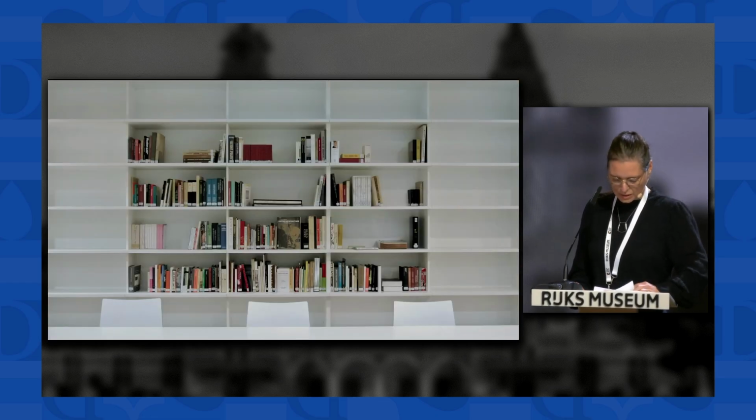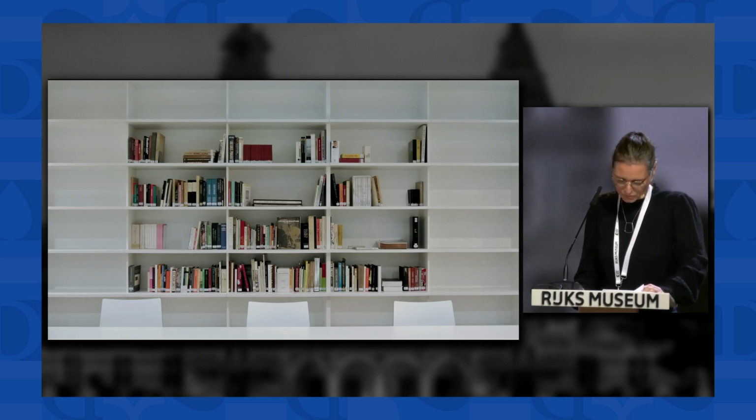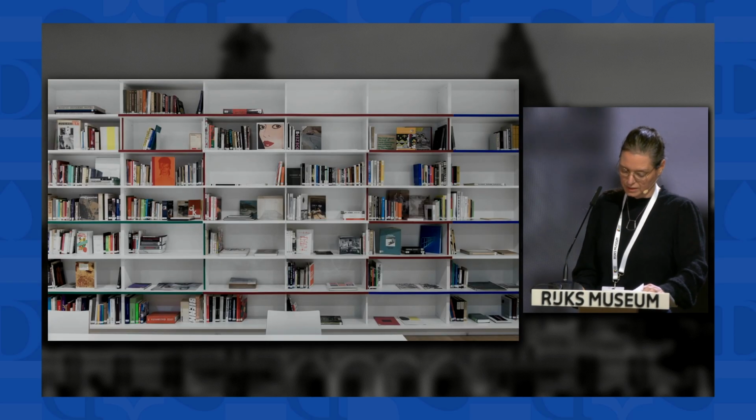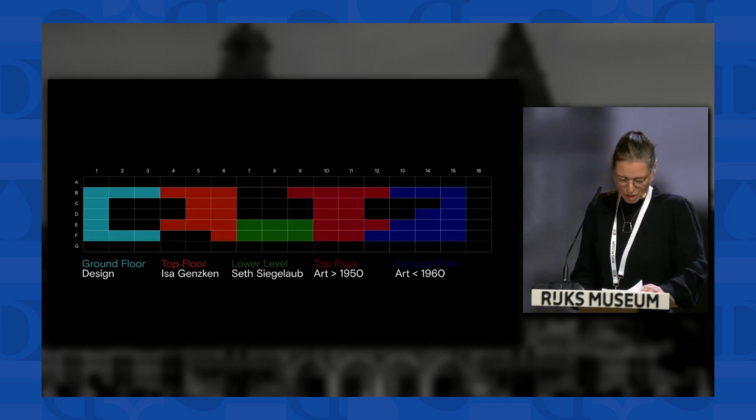First, I established the links to around 500 books. And to make the links more explicit, I projected the floor plan of the museum on the bookshelf. So each shelf corresponds to a room and holds books related to the pieces on display in that room.